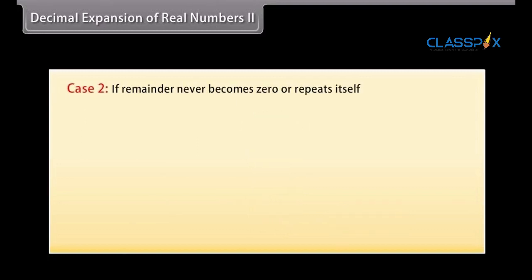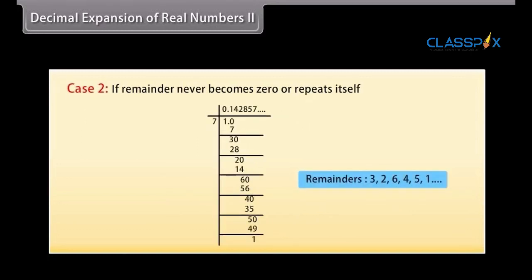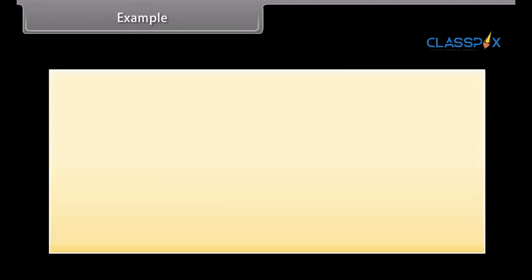Case 2 is, if the remainder never becomes 0 and repeats itself, then the decimal expansion of such numbers is non-terminating recurring. Example. Let us now have a look at one example. 1 by 3 is a rational number. The decimal expansion of 1 by 3 is 0.3, 3, 3, 3, and so on. And we can see that 3 is repeating here. We write it as 0.3 bar.